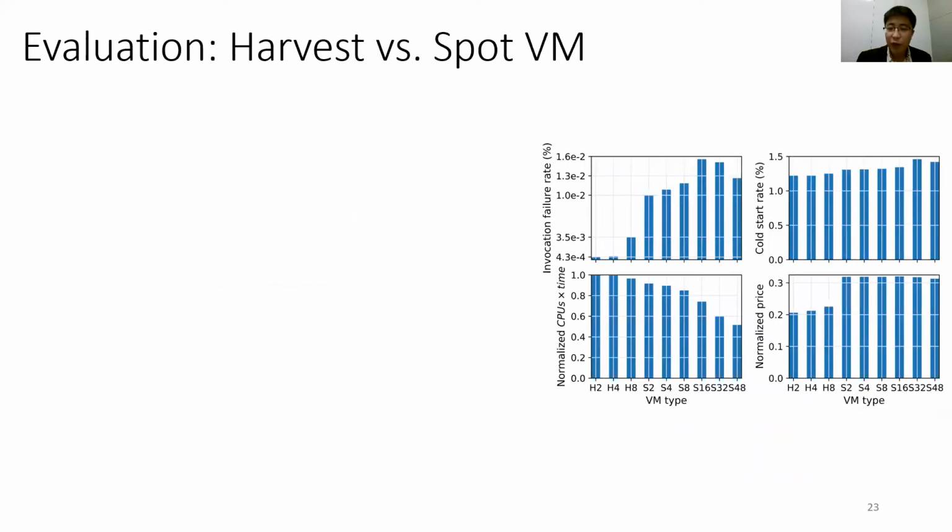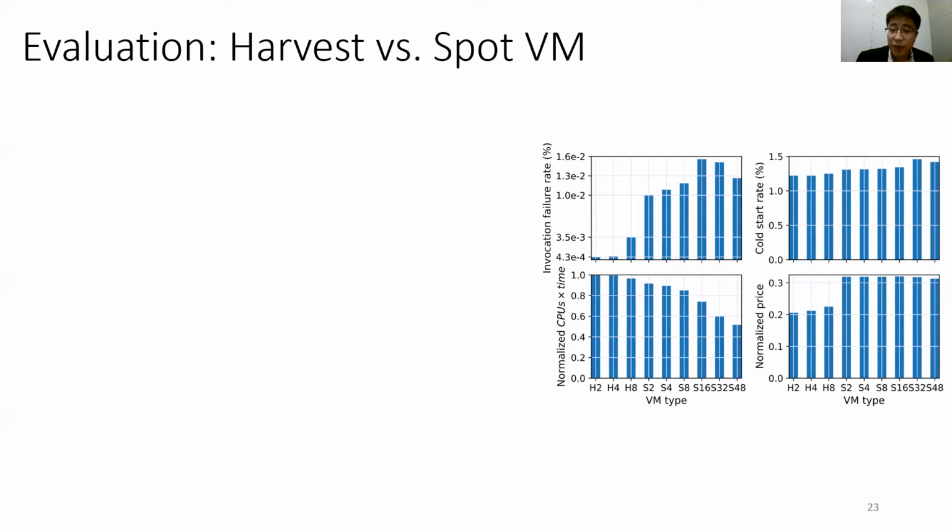Lastly, we also compare Harvest VMs to spot VMs, which are alternatives that leverage surplus resources. The right figure shows the comparison of Harvest VMs against spot VMs, and in clockwise direction, the invocation failure rate, cold start rate, normalized price, and the fraction of idle capacity that is leveraged by different VM types. Each point on the x-axis corresponds to a different VM type. For example, H2 refers to Harvest VM with 2 base CPUs, and S2 refers to spot VMs with a fixed size of 2 CPUs.